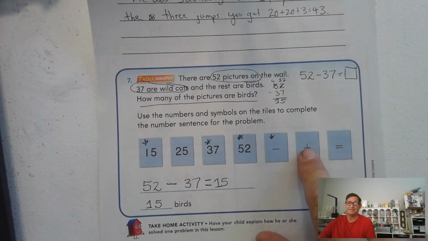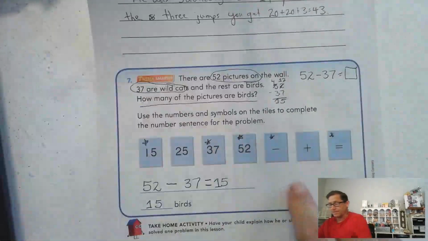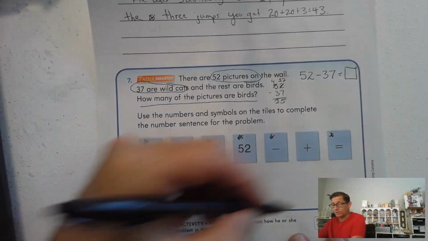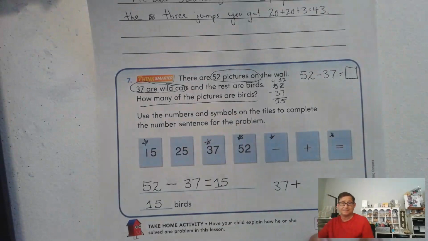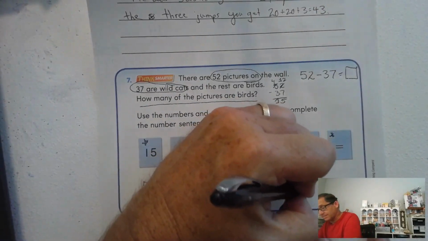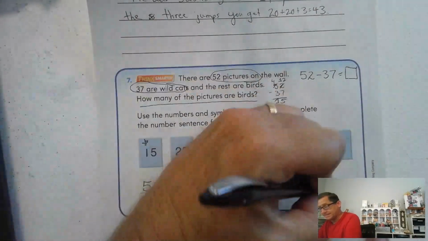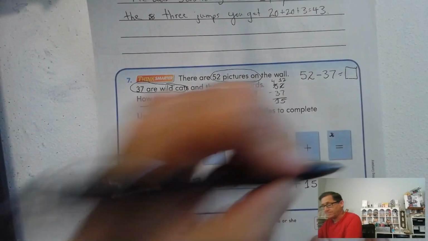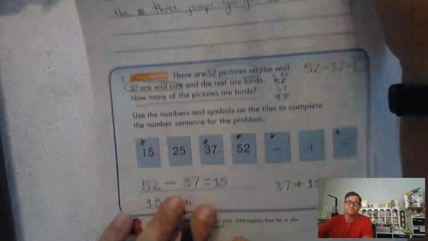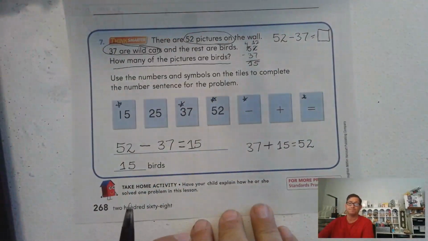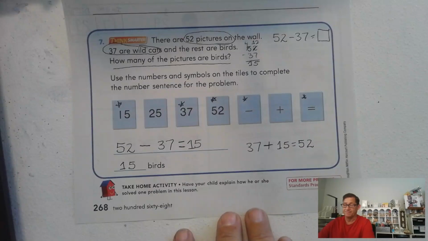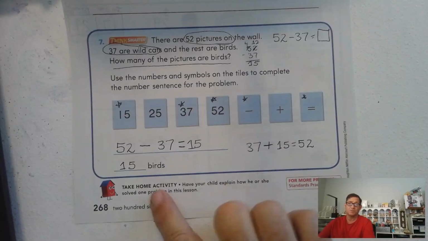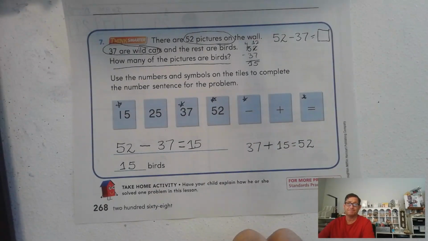Could we add? We could add. We could say 37 plus 15 equals 52. Okay. So the only number we can't use, or only tile we can't use, is 25. Okay. So it depends on which method you used. Okay.